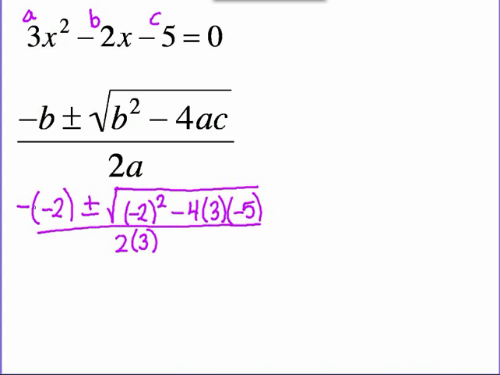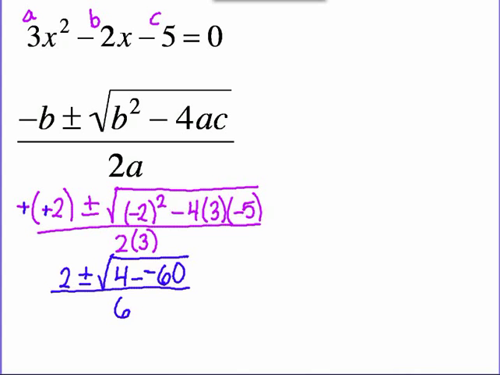So the negative of negative 2 is a positive 2. Plus or minus, square root. What do you got inside the square root? 4 minus negative 60, all divided by 6. I want you to finish that one for me. Okay, you finish that one for me, and we'll go over your solutions.